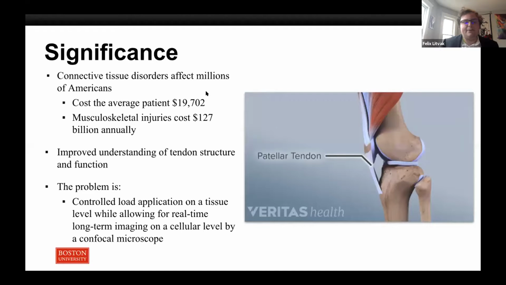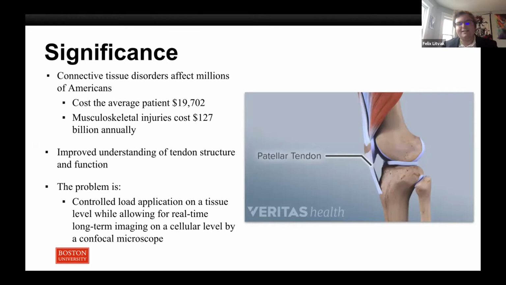So the significance of our project. Connective tissue disorders affect millions of Americans. They cost each individual patient an average of $20,000, and musculoskeletal injuries in total cost about $127 billion annually. Based on these statistics, clearly musculoskeletal injuries and disorders are some of the most pervasive in the United States. And one of the major subclasses of connective tissue disorders are tendon disorders.